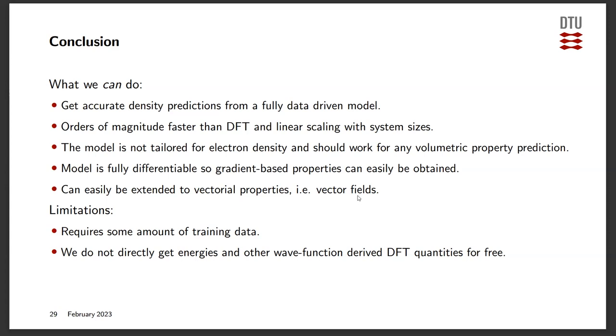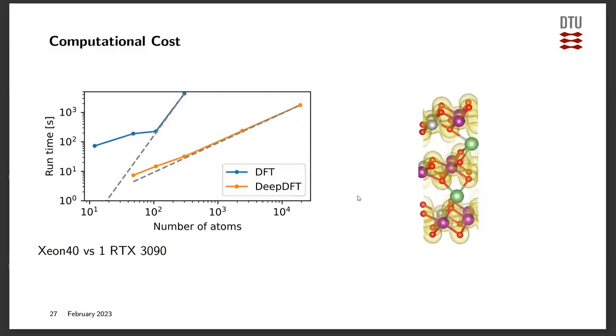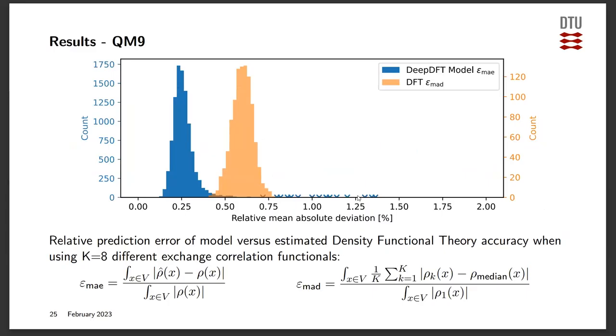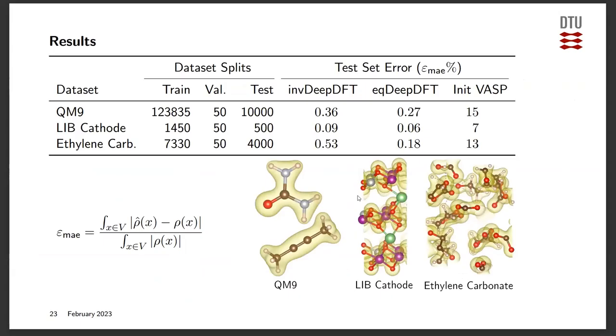So what do you mean by fixed coordinates? QM9 is 130,000 different molecules in equilibrium state. And the other ones were specific crystals or systems. So I don't mix these three datasets. I have separate models for each of these datasets.